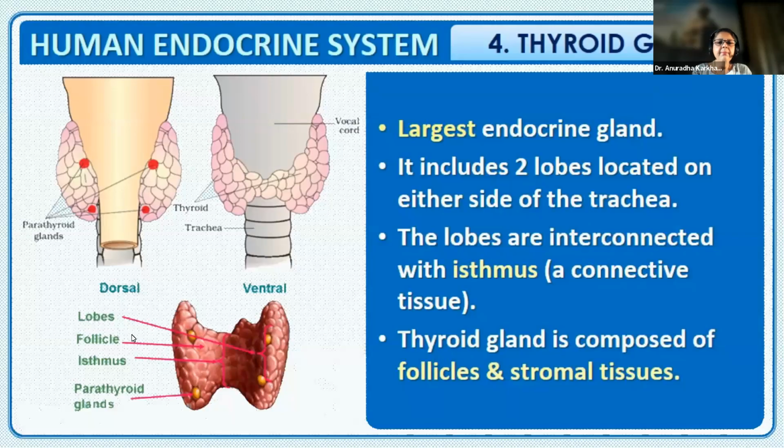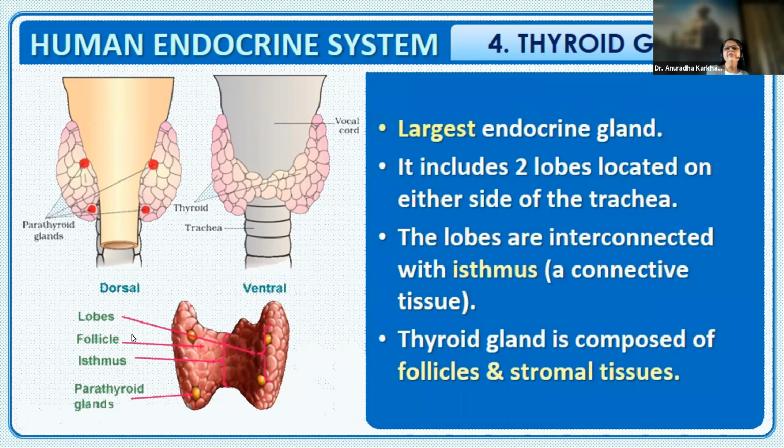So we saw that pineal gland. Pineal gland was the smallest gland, as we have seen, but now this is going to be the thyroid gland, which is the largest endocrine gland. So here it's very clear that pineal gland is the smallest and thyroid gland is the largest.